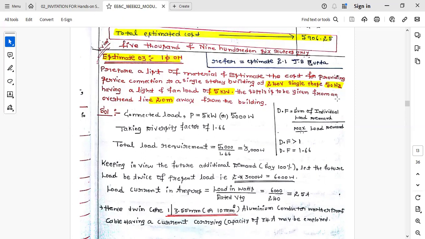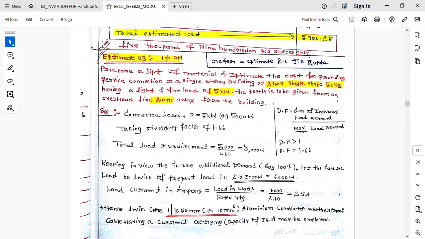What is the total load requirement or maximum load demand? We need to note down that the total load requirement or maximum load demand is equal to the sum of the individual load demand, 5 kilowatt, divided by the diversity factor 1.66. Now we get the exact maximum load demand or total load requirement, that is 3000 watts only.